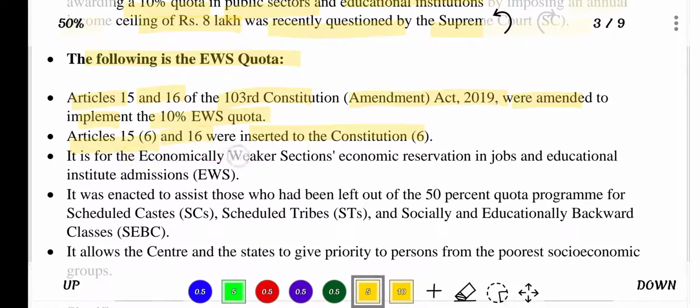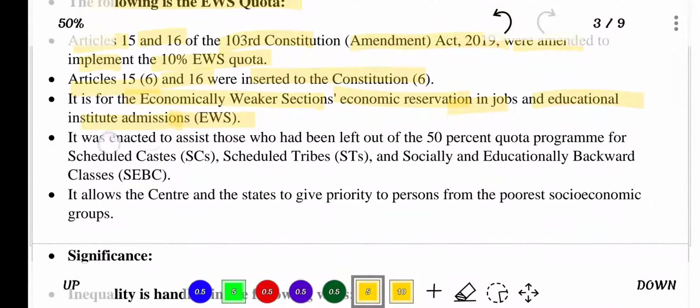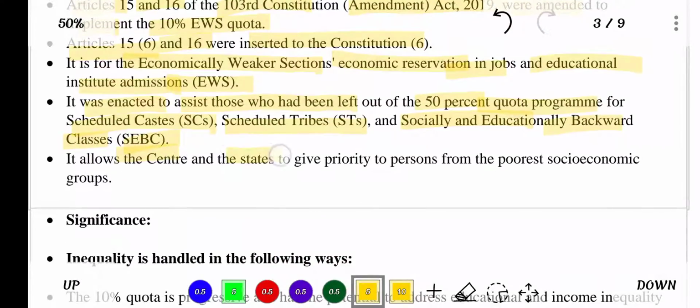It is for the economically weaker sections: economic reservation in jobs and educational institution admissions, EWS. It was enacted to assist those who had been left out of the 50% quota program for scheduled castes (SCs), scheduled tribes (STs), and socially and educationally backward classes (SEBCs). It allows the center and the states to give priority to persons from the poorest socio-economic groups.